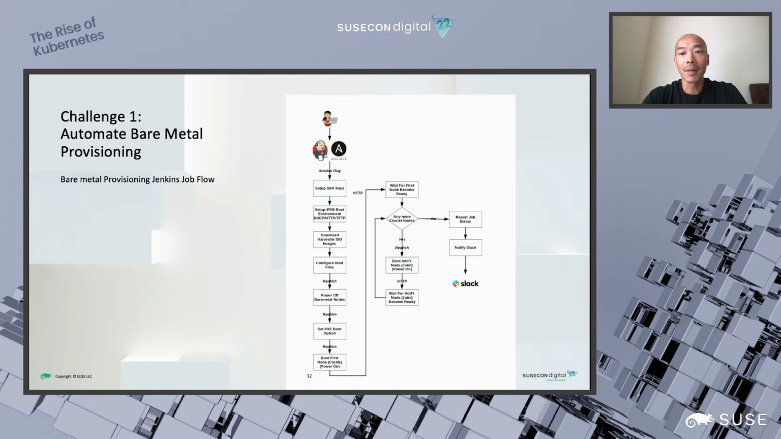The health checks are done by pinging the node's API endpoint over HTTPS. When all the nodes are healthy, the installation is successfully completed. Otherwise, we have a failed installation. In either case, the last step of the play is to notify the team Slack channel on the installation status.